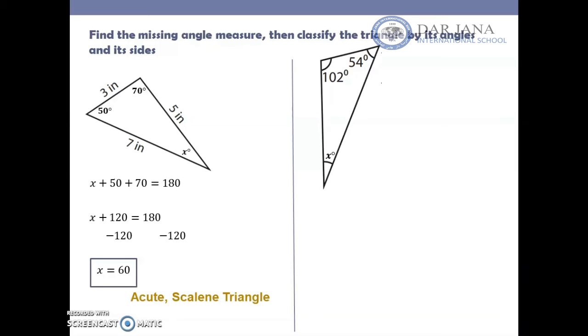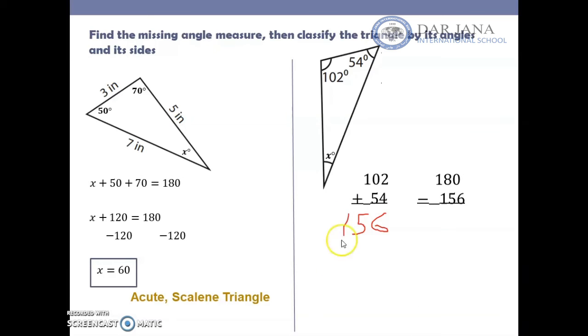If we look on the other side, I need to find x first. I need the other method. Instead of writing it as an equation, I will add 102 plus 54. You add the measures of the angles given. So this one is going to be 6, and this is going to be 5, and this is going to be 1.